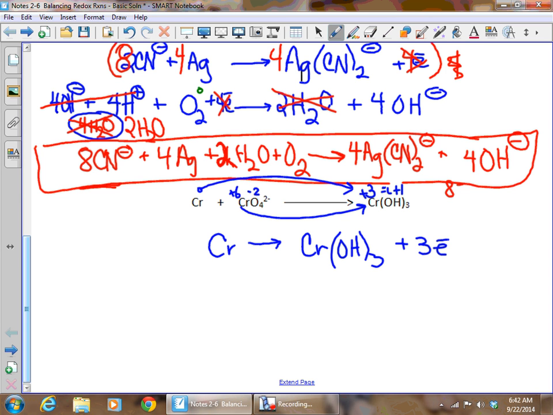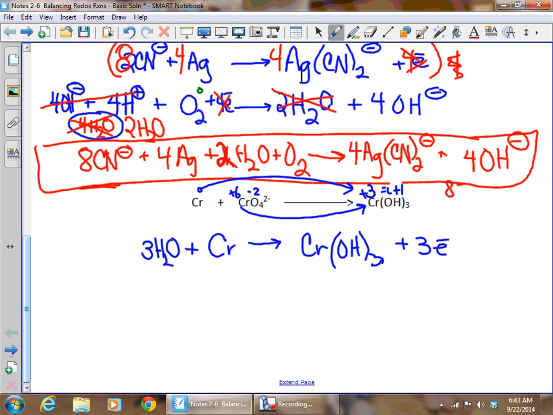Now in the future, if you'll notice, really all we have to do is just take these 3 hydroxides and add 3 hydroxides on the other side. But I want us to practice, so we're going to do it a little bit differently. Okay? Let's do the same thing we did before. Let's add our waters to both sides. So to get our oxygens balanced, looks like we need 3 waters on this side.